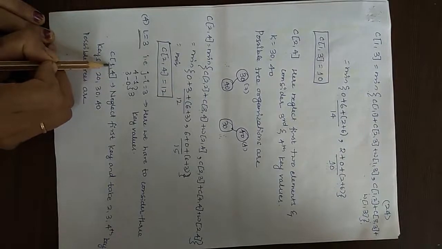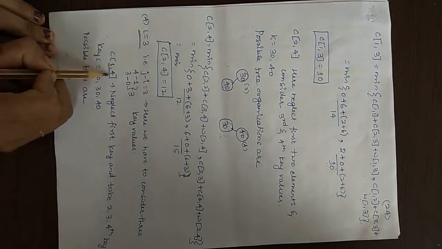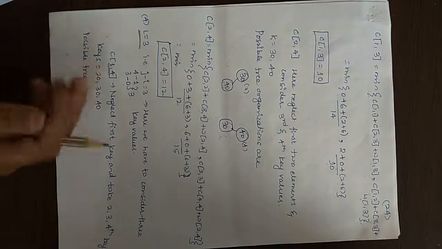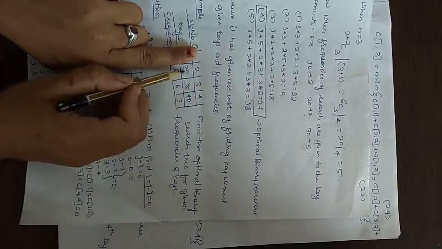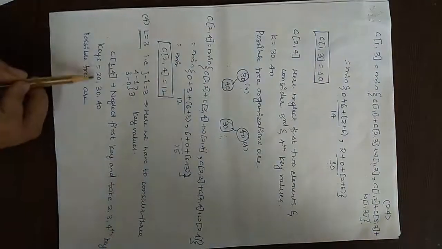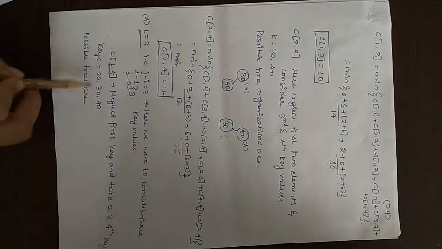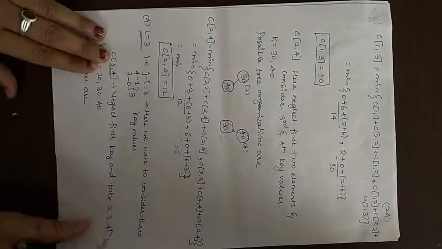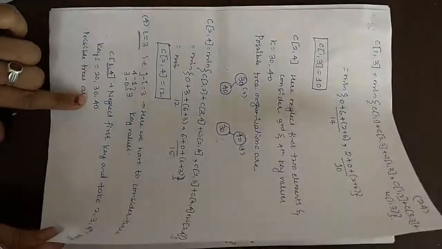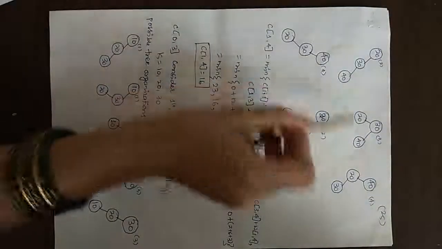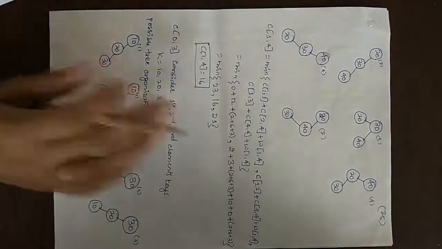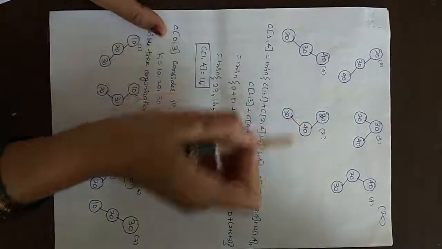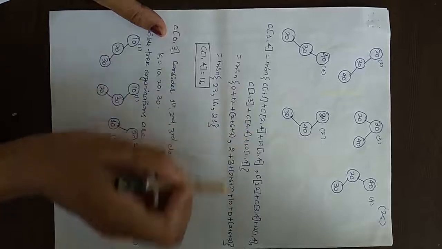What does this term mean? Neglect up to the first term and consider till the 4th term. So, what will be the key values? Neglect the first term, consider till the 4th term. So, you have to consider the second, third and 4th. So, 20, 30, 40. The keys I am going to consider here are 20, 30 and 40. For these 20, 30 and 40, what are my possible trees? These are my possible trees. 5 trees are possible.